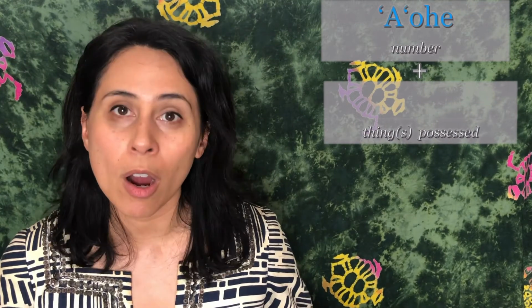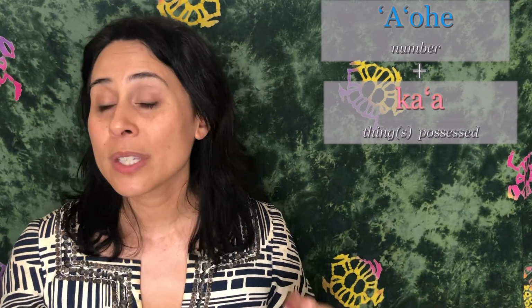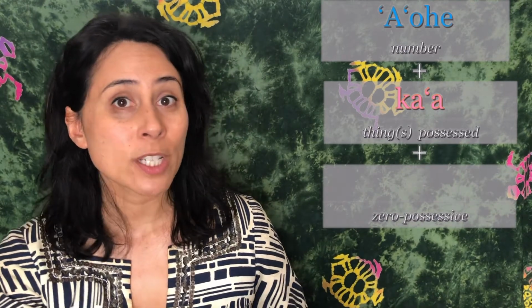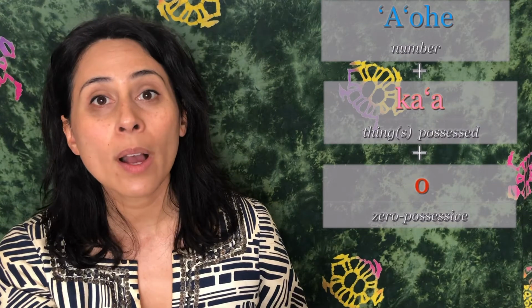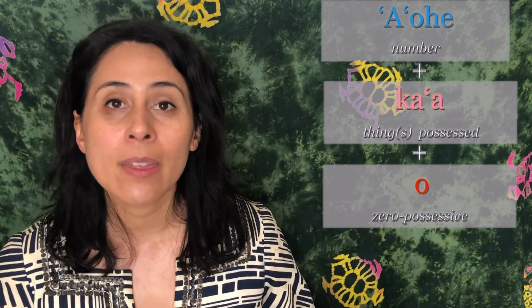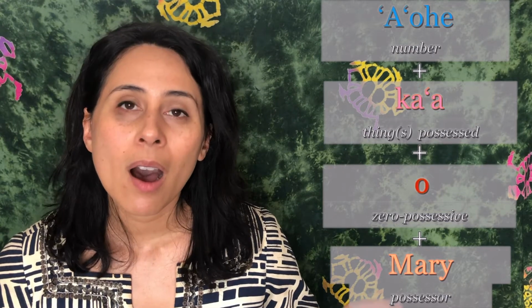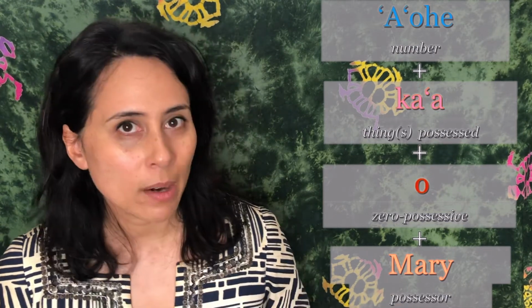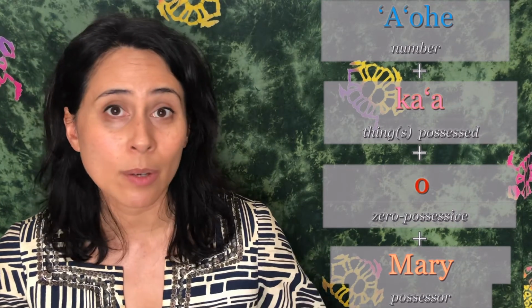Then the thing being possessed, car, which is ka'a. Then our zero possessive, which ka'a is an O-class object, so now we're back to o. And then finally the possessor, Mary. A'ohe ka'a o Mary. Mary has no cars, or Mary has zero cars.